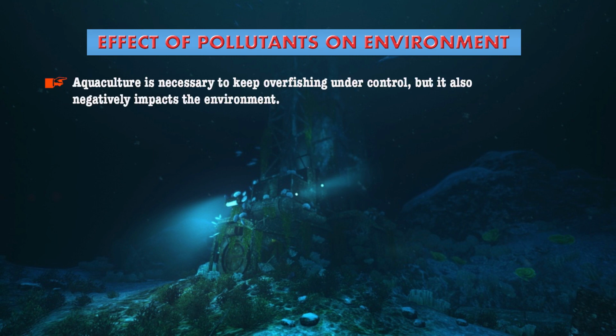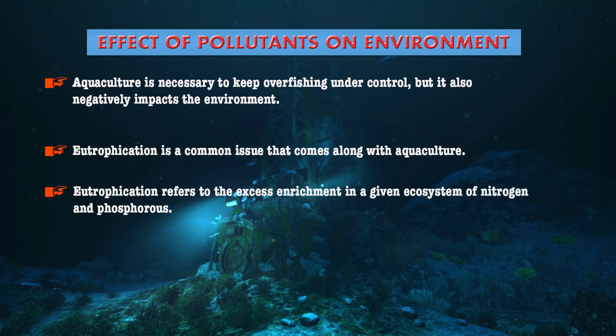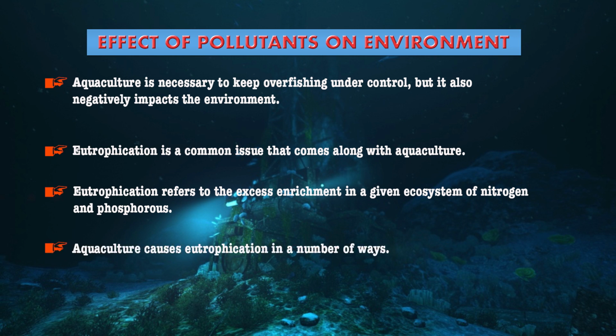So aquaculture is necessary to keep overfishing under control, but it also negatively impacts the environment, and we have seen and listed the various contaminants that are entering these waters and how they can impact the environment. Eutrophication is a common issue that will always come up with aquaculture, and eutrophication refers to the excess enrichment in a given ecosystem, basically because of nitrogen and phosphorus. And aquaculture causes eutrophication in a number of ways.